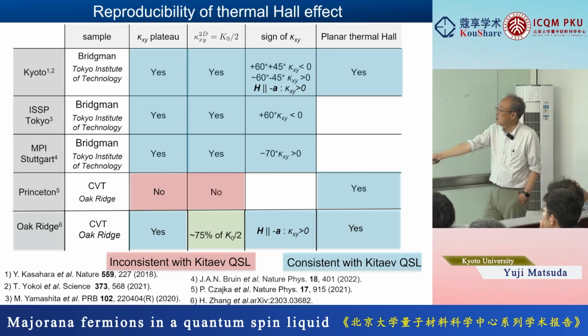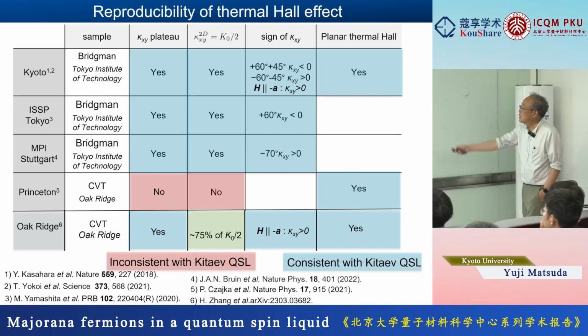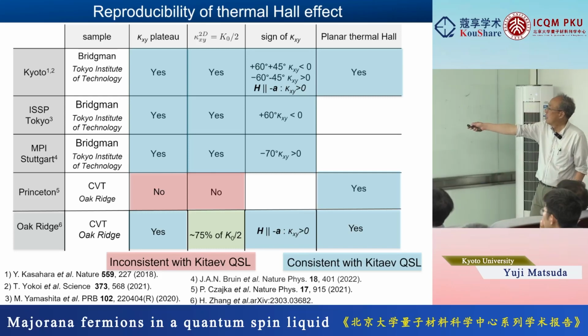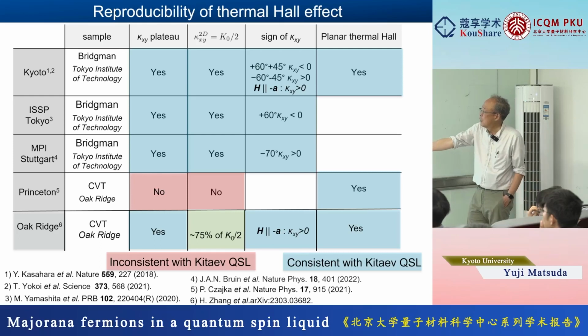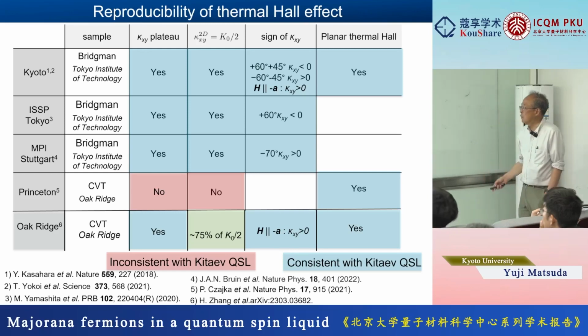Oak Ridge also observes the plateau, but this value is 75% of the half-quantized value. But the sign of kappa xy is consistent with Kitaev. And the planar thermal Hall effect has been observed by our group, the Princeton group, and the Oak Ridge group. But the Princeton group never observed the plateau and half-integer quantum Hall effect.